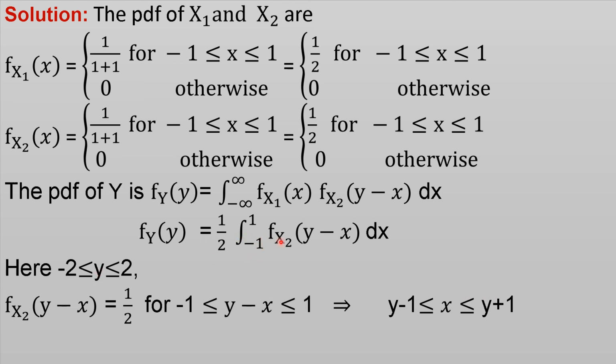Since the integrand contains f_X2, and for X2 the interval is -1 to +1, an interval of length 2, we split this interval for y from -2 to +2 into sub-intervals each of length 2. Start with -2, add 2 to that, which is 0. So one sub-interval is -2 to 0. Then add 2 to 0, 0 plus 2 is 2, so another sub-interval is 0 to 2. So we split the y values into two sub-intervals, -2 to 0, then 0 to 2. As the first case, we'll take -2 to 0.